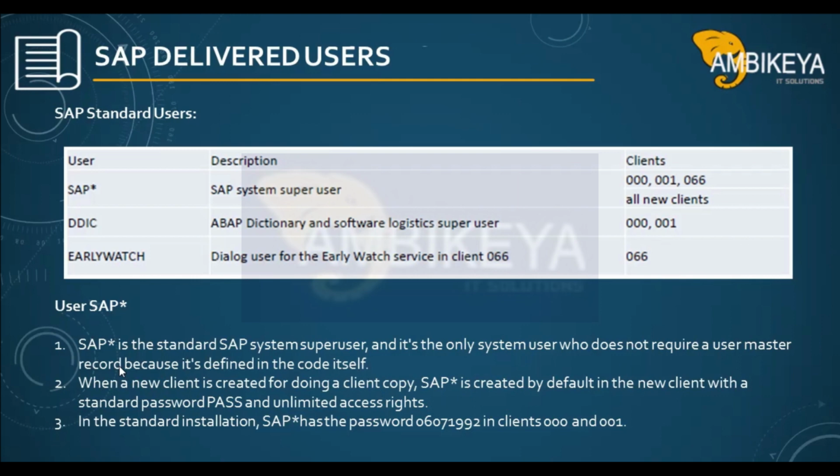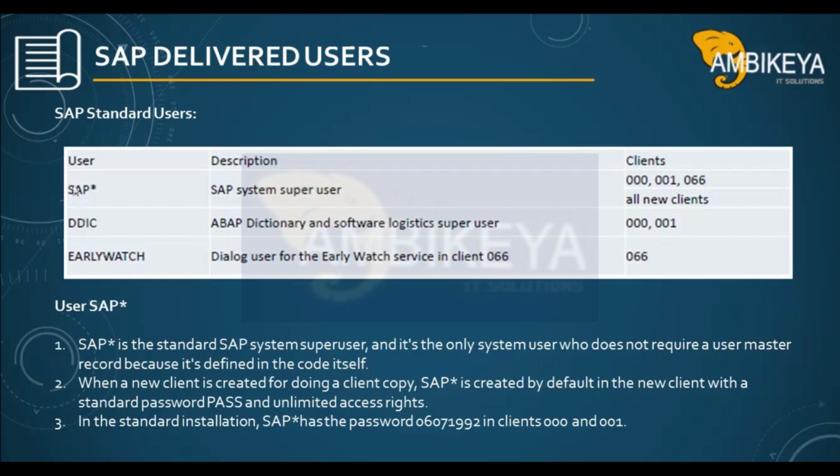So what exactly do this 066 and these clients mean? Do they have some meaning, or are they just clients? It was used for EarlyWatch. I also don't remember exactly why we needed it. But yes, it's purely Basis related. We don't need this.